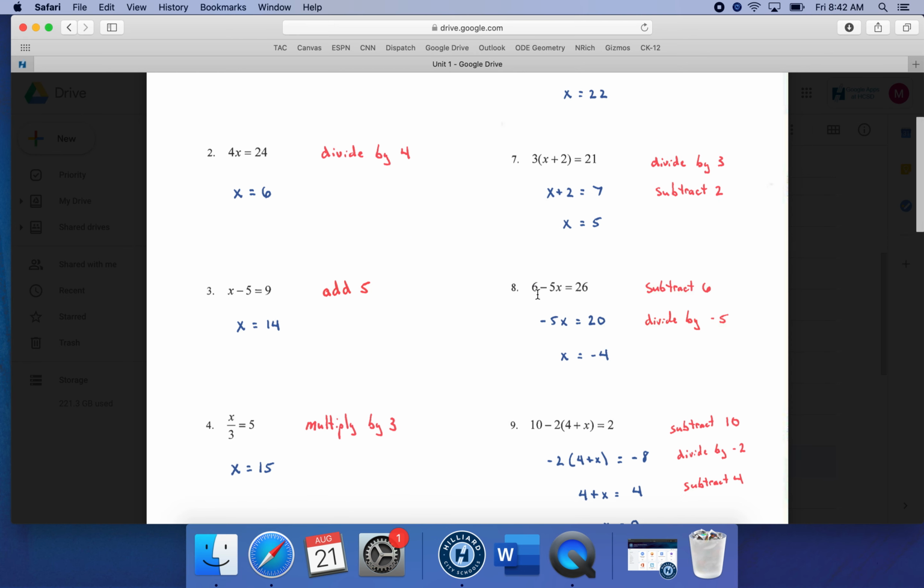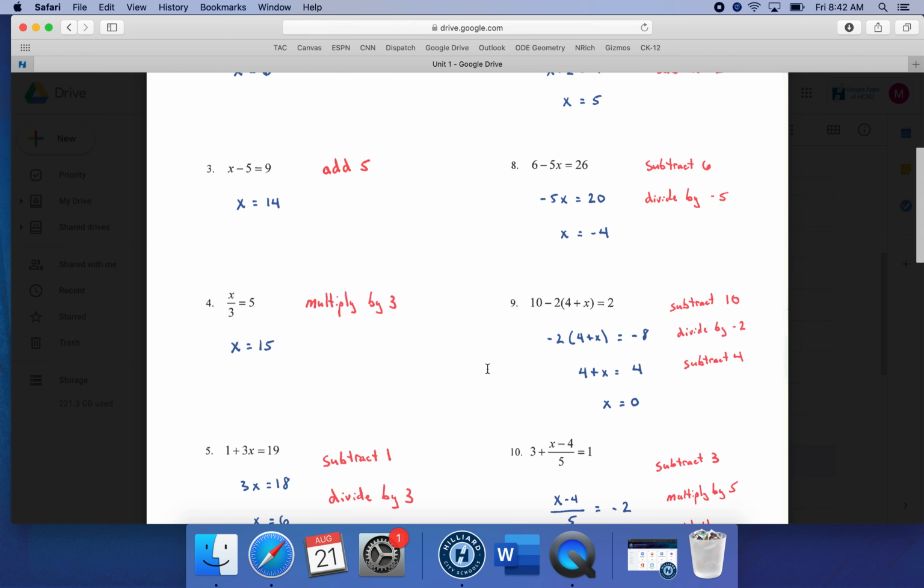Over here, we're going to get rid of the 6 first by subtracting, right? This is a positive 6, even though there might not be a sign there. And then I'm going to divide by a negative 5, right? 20 divided by a negative 5 is negative 4. And again, this is negative 5 times x, right? Negative 5x is negative 5 times x, so I'm going to use division.